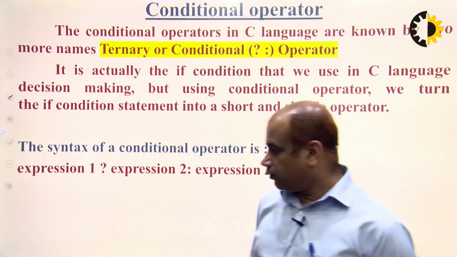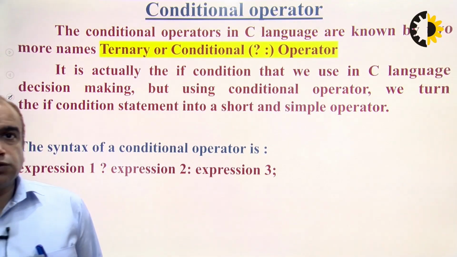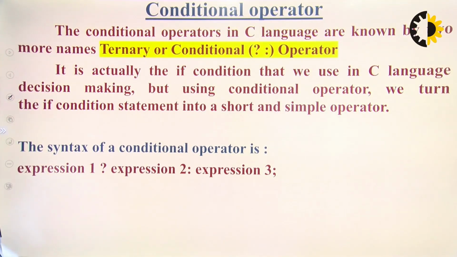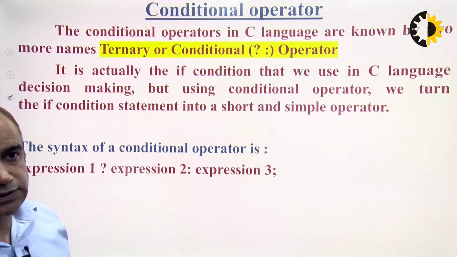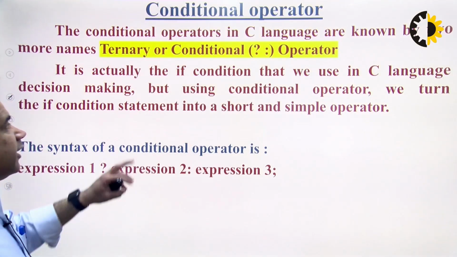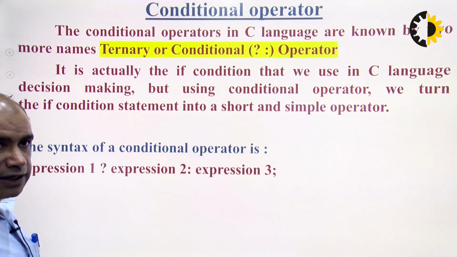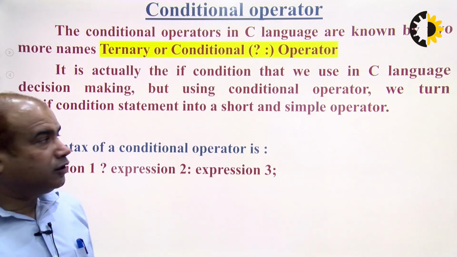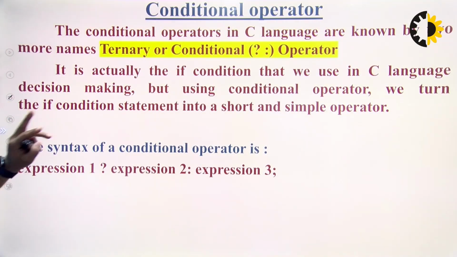So what is the meaning of conditional operator? Conditional operator in C language is known by two names: either ternary operator or conditional operator. It is actually the if condition that we use in C language decision making, but using the conditional operator, we turn the if statement into a short and simpler operator. So the syntax for conditional operator is expression 1 question mark, expression 2 colon, expression 3.